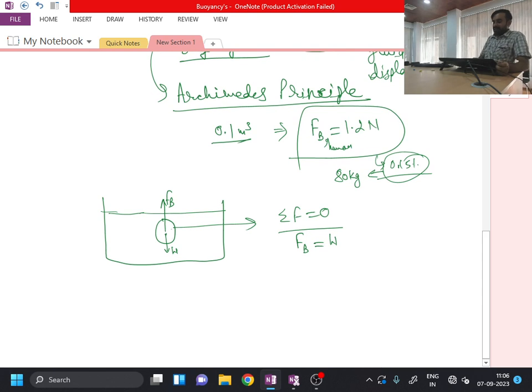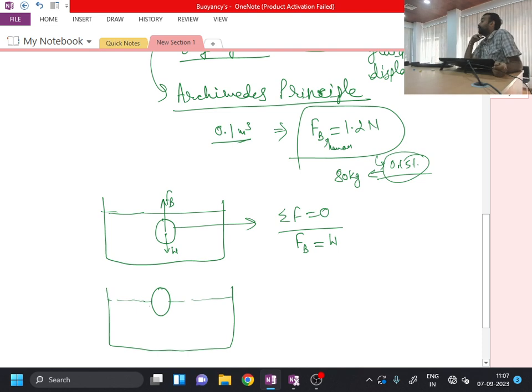Now, this body can be either completely submerged or partially submerged. This situation may be something like this. So it is not fully displacing the water, but part of the volume of the body is actually displacing. So let's consider that the portion of the body below this, which is displacing the liquid, we call this the submerged volume, and the total volume of the body is V.